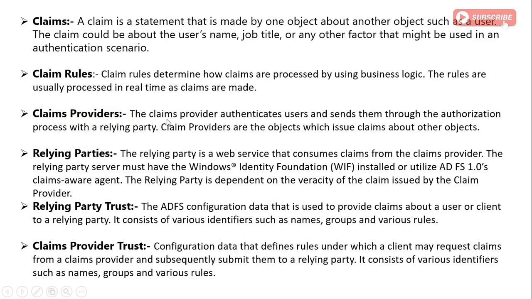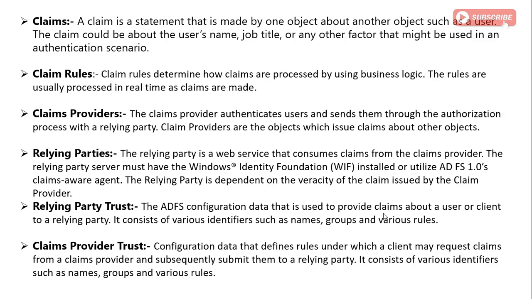Claims provider authenticates users and sends them through the authorization process with a relying party. Claim providers are the objects which issue claims about other objects. And the relying party is a web service that consumes claims from the claim provider. Relying party trust is Active Directory Federation Service configuration data that is used to provide claims about a user or a client to a relying party.